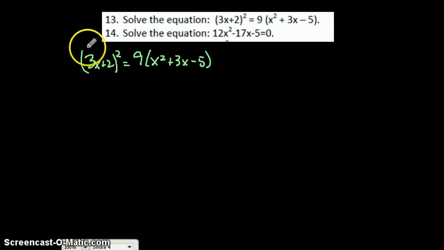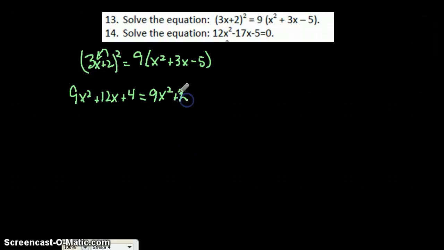All right, so I copied down number 13. And I gave you a shortcut. You could use FOIL if you want to, but square the first, 9x squared. Multiply them together and double, that's plus 12x. And then plus 4. Of course, we want to multiply this out. You want to distribute that 9. And 9 times 3 is 27x minus 45.